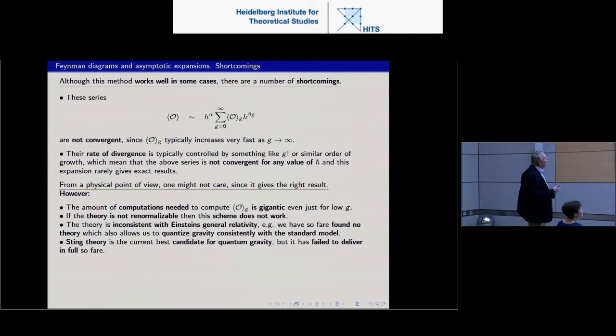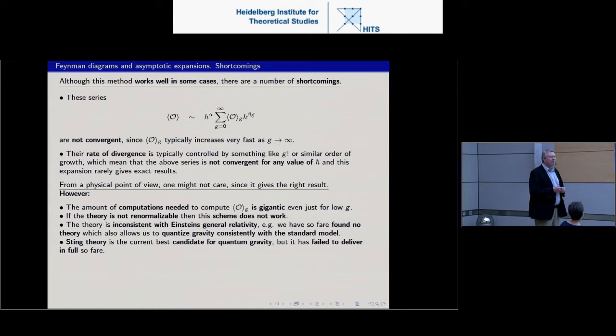If the theory is not renormalizable, the whole scheme doesn't even get off the ground. Okay. And then the worst thing, I guess, from a physics point of view is that it is totally inconsistent with Einstein's general relativity. So today we don't know a theory that really can incorporate a quantization of gravity at the same time as it is consistent with the standard model. This is a huge problem. String theory is the current best candidate for that, but it really fails to deliver in full. It has not provided for us a theory that really is consistent with everything.